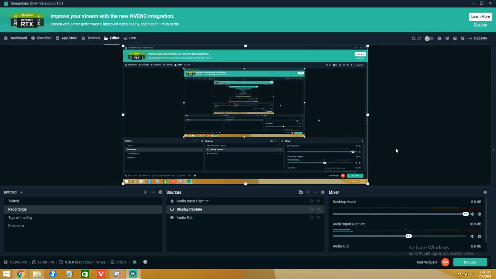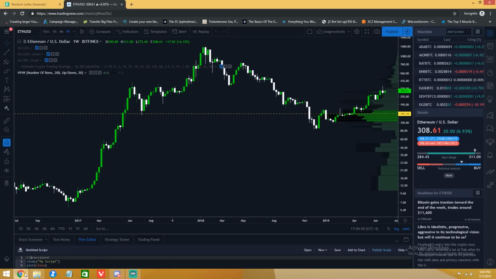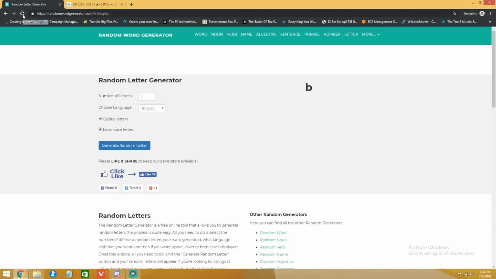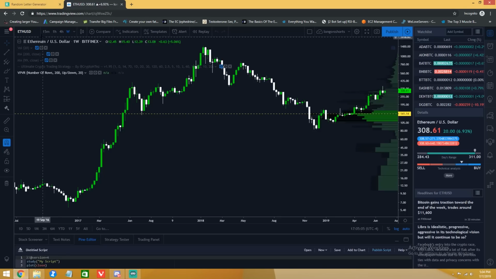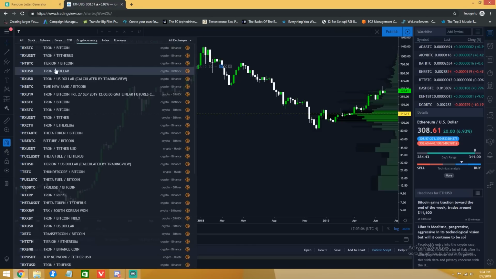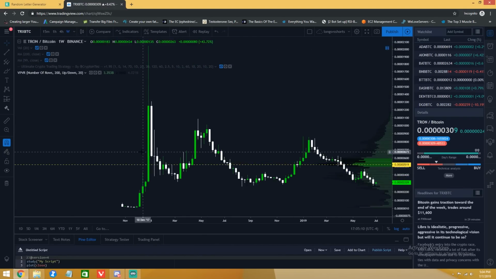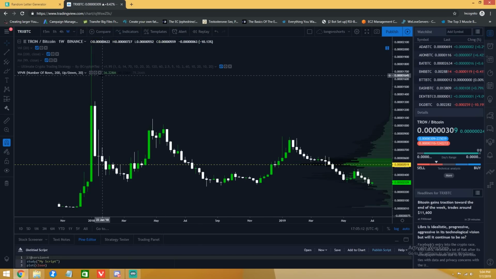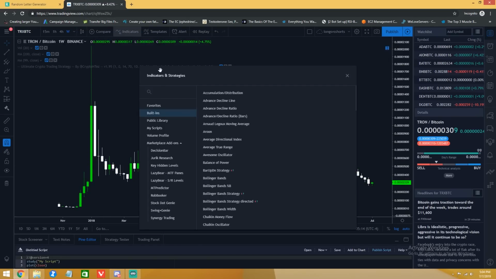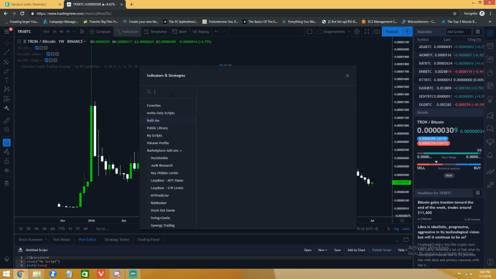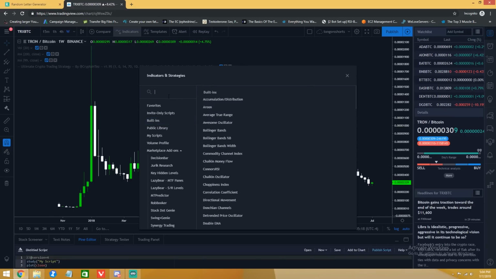First things first, I have a random letter generator. I didn't want to have a chart prepared, I just want to get into it. Let's go with Tron. Good old Tron. Let me erase all my prior notes and turn this off.